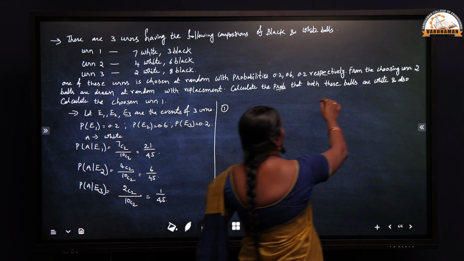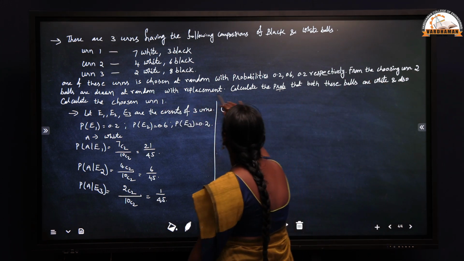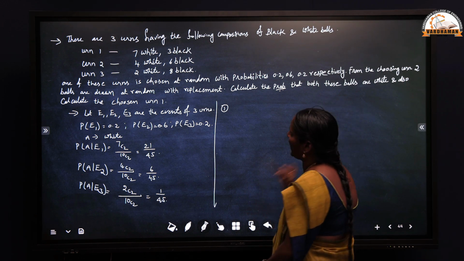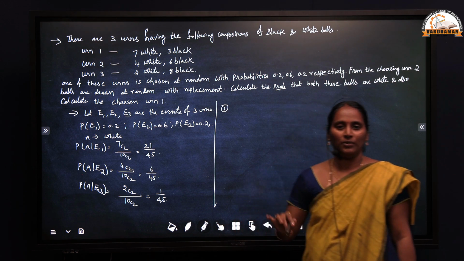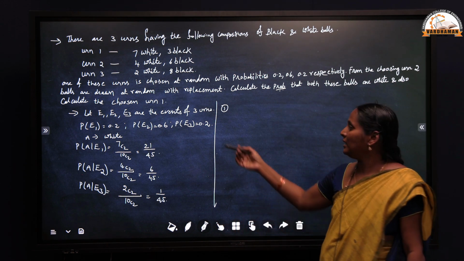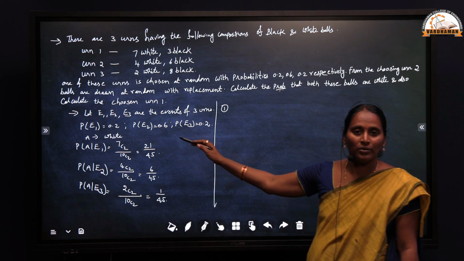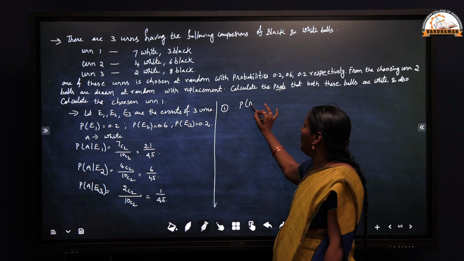0.2, 0.6 respectively. From these, two balls are drawn at random, calculate the probability that both these balls are white. Both these balls are white. White means here we are going to define A as the event of selecting a white ball. So what does it mean? We are going to find out P of A only. So what is P of A here?